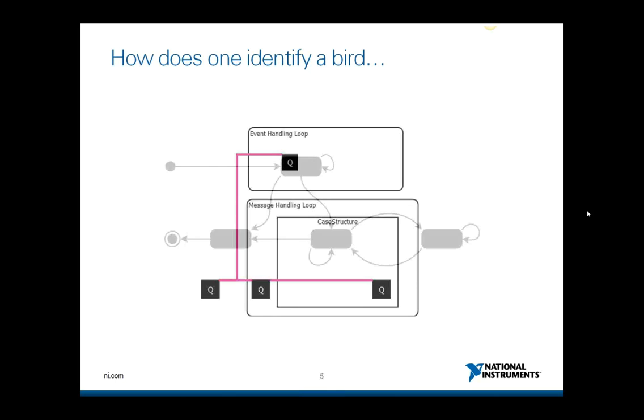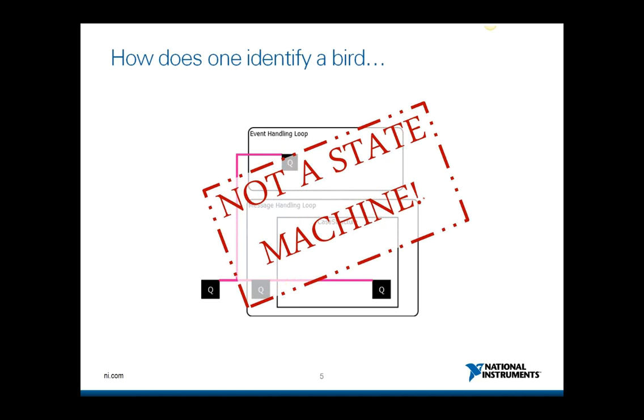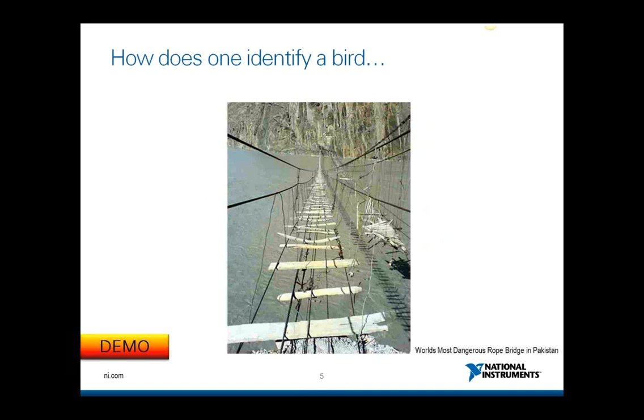It's a state machine. Most people can look at this and say, what is this? Well, we can also look at this. It's got some queues, an event handling loop, a message loop. But the one thing that we do know is it is not a state machine. It's been called the heavily quoted LabVIEW state machine, but really that's a misnomer.